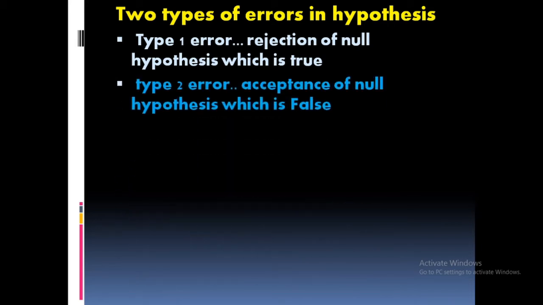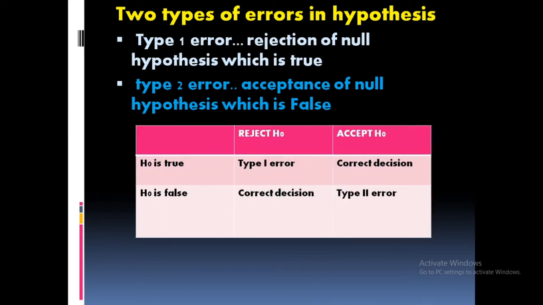Type 2 error is acceptance of a null hypothesis which is false. Actually, the null hypothesis is false, but by mistake you accept it. It means there is a significant difference, so you have to reject it, but you accept it by mistake. Clear? So, acceptance of a null hypothesis which is false or rejection of a null hypothesis which is true. There are two conditions. First one is type 1 error, second one is type 2 error.